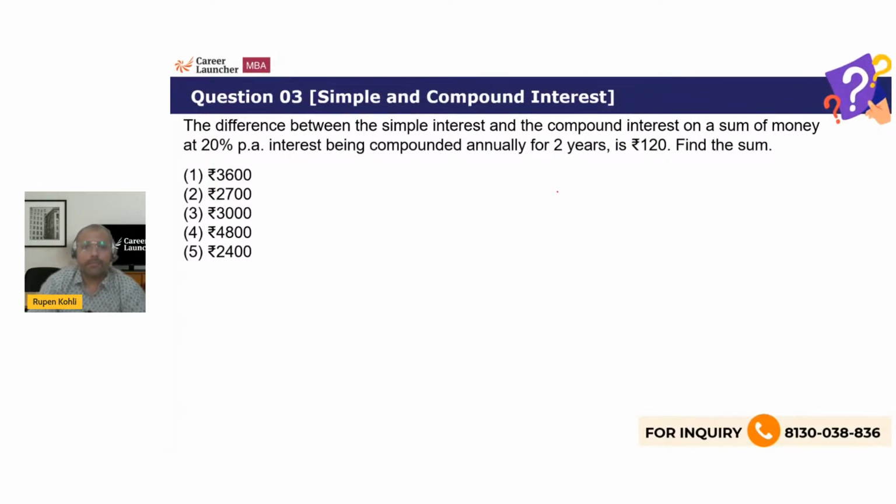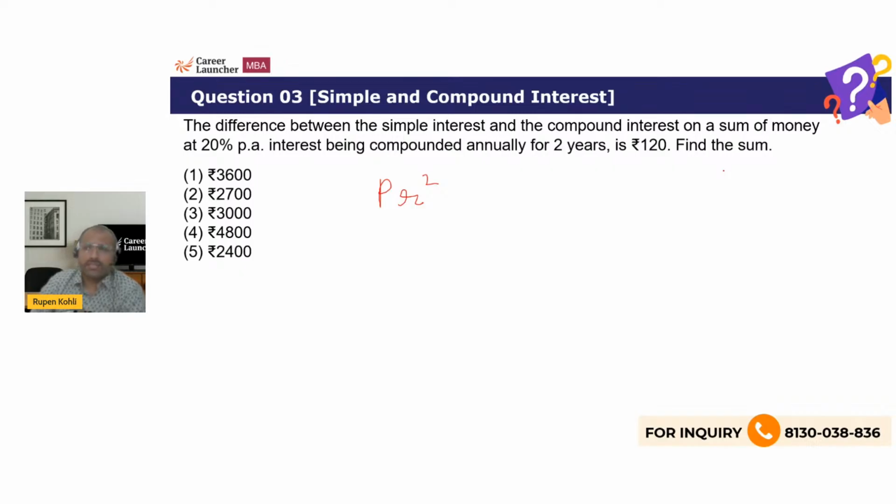Next one, simple and compound interest. The difference between the simple interest and the compound interest on a sum of money at 20% per annum, interest being compounded annually for 2 years, is rupees 120. Now I would just give you the direct formula. The difference of SI and CI for 2 years is always PR square, where P is the principal and r is the rate of interest expressed as a fraction.